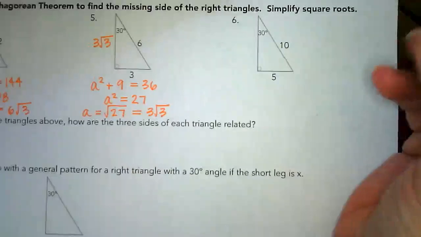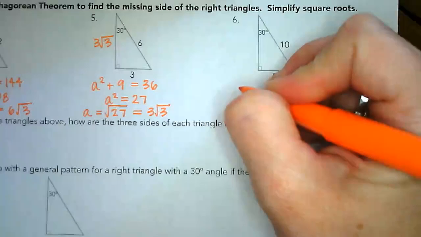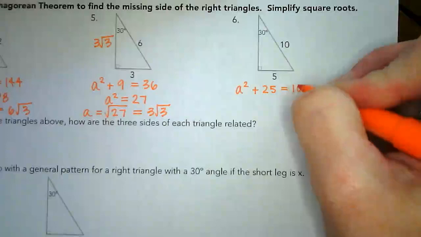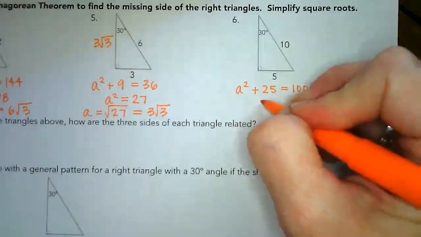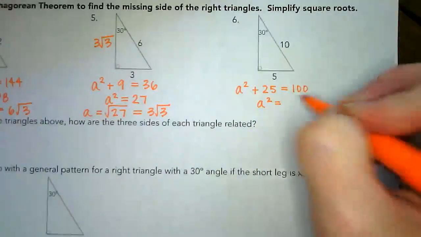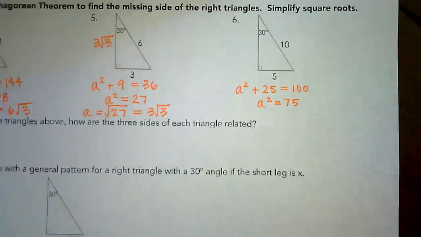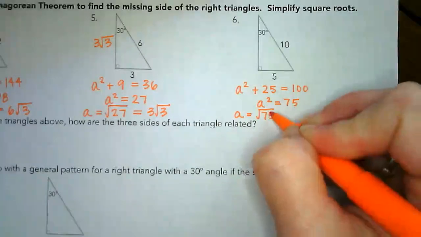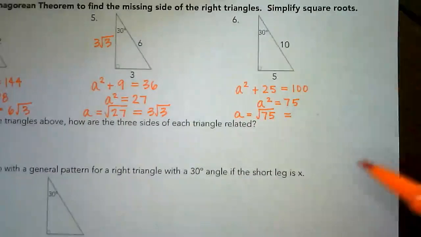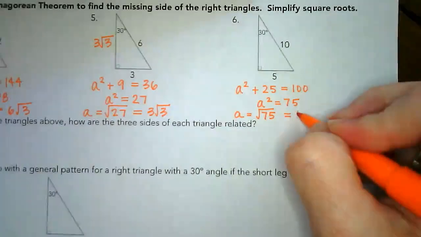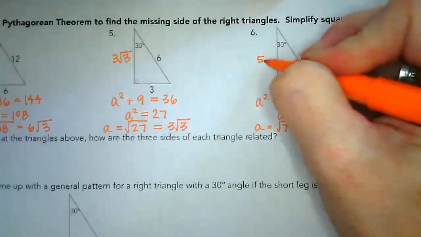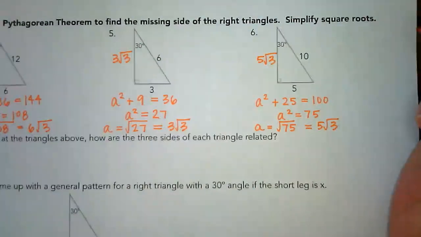All right, number 6, same thing. So a squared plus b squared equals c squared. We need to subtract 25 from both sides, which means that a is going to be the square root of 75, and we can simplify that to be 25 and 3, so 5 root 3. So this side is 5 square root 3.